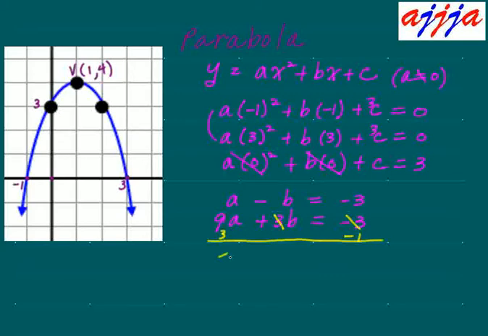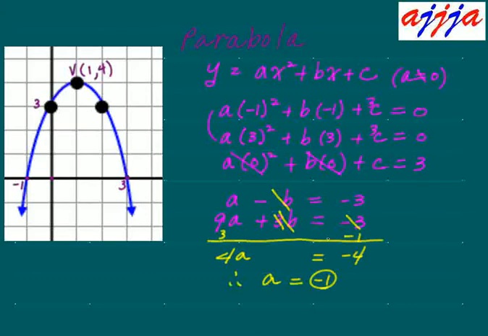Alright, let's add. a plus 3a is 4a. What about this one? Negative b, positive b is going to be gone. So now, what about negative 3 and negative 1? That's negative 4. So a equals negative 1.